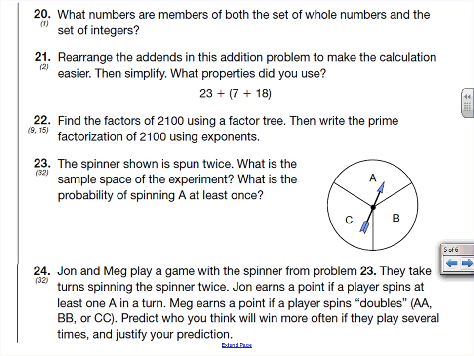What numbers are members of both the set of whole numbers and the set of integers? Well, whole numbers is 0 and the positive numbers. And integers are positive, negative, and 0. So the only thing that integers adds on to whole numbers is negative numbers. So whole numbers are members of both integers and whole numbers.